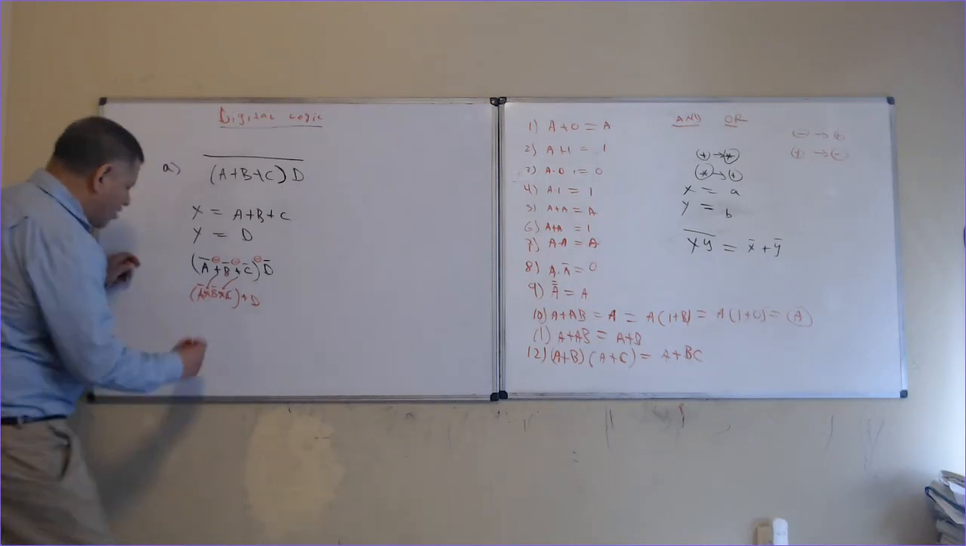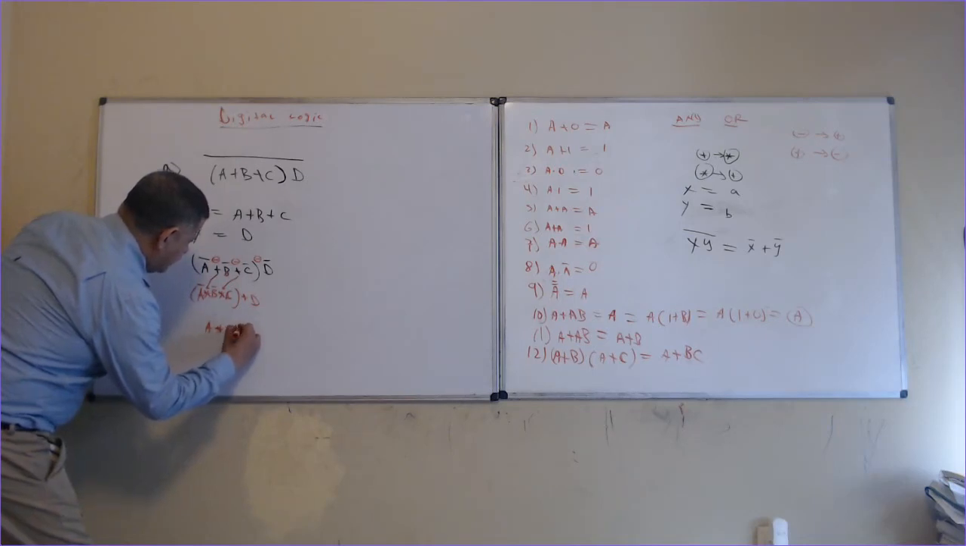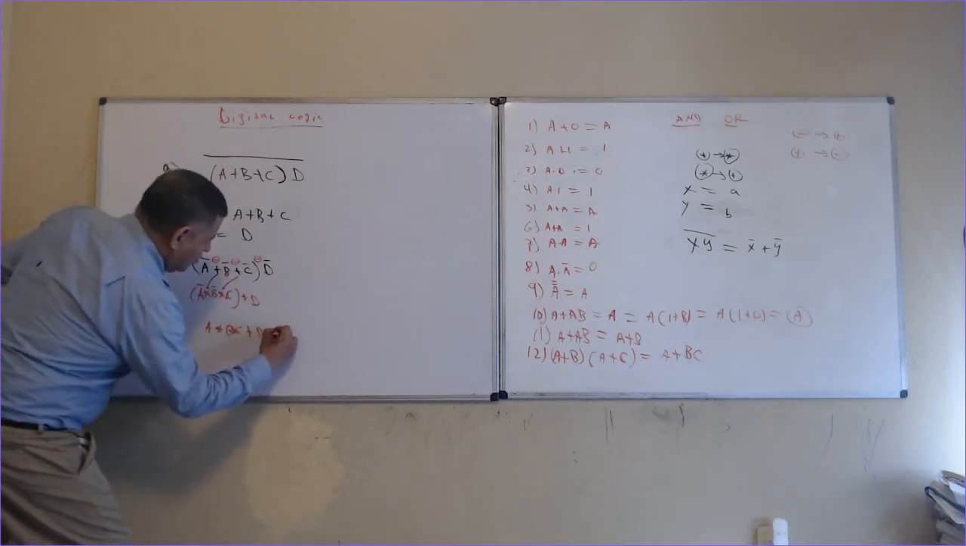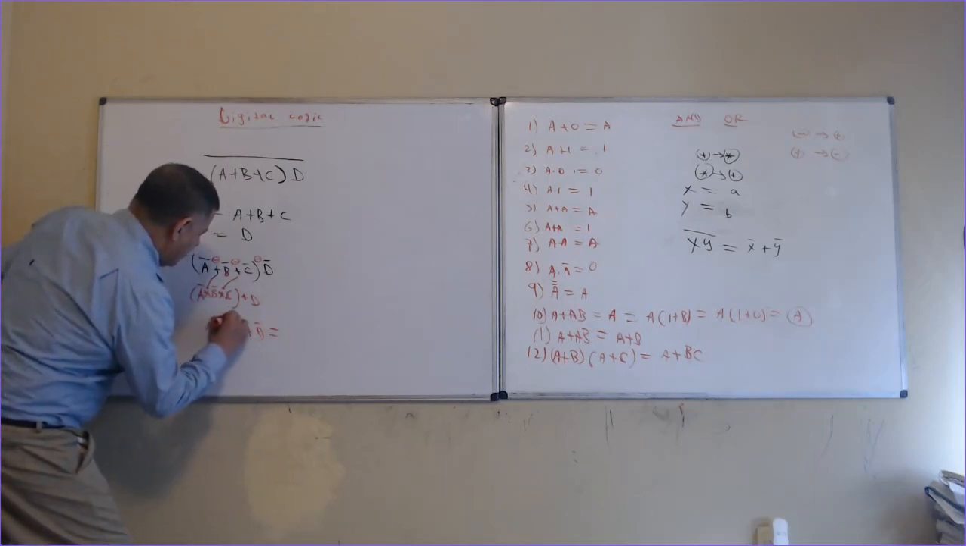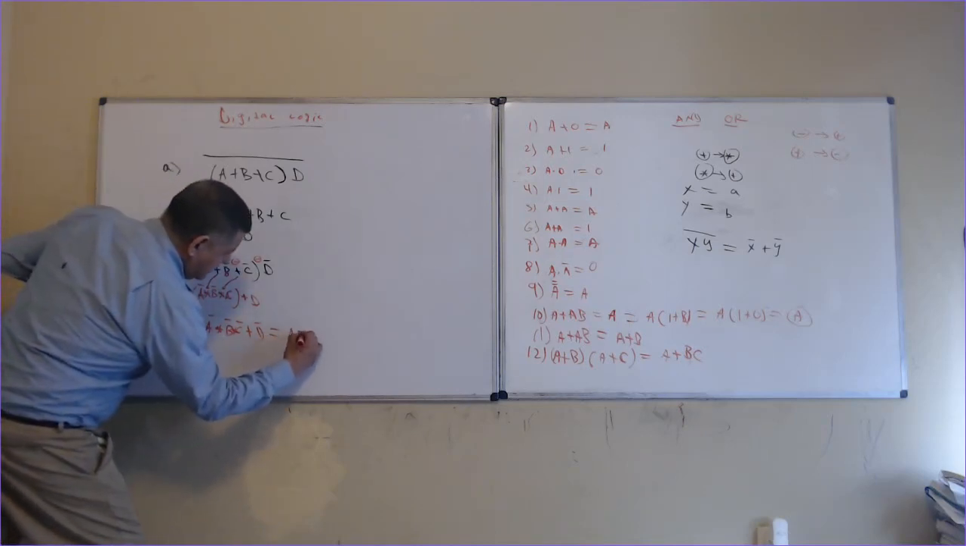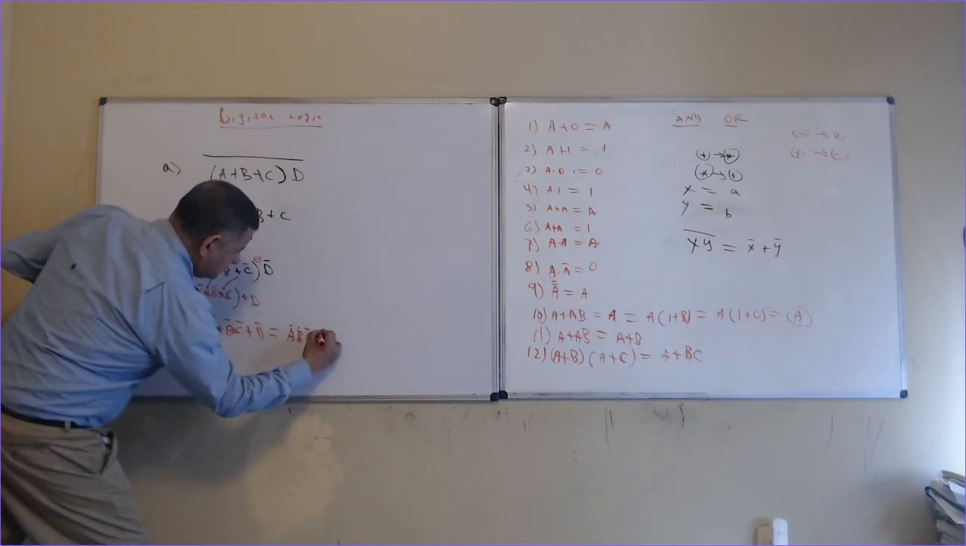So now what is the final answer for this? A not B and that C plus D, and also everything is a bar here. So now the answer should be just A, B, C plus D.